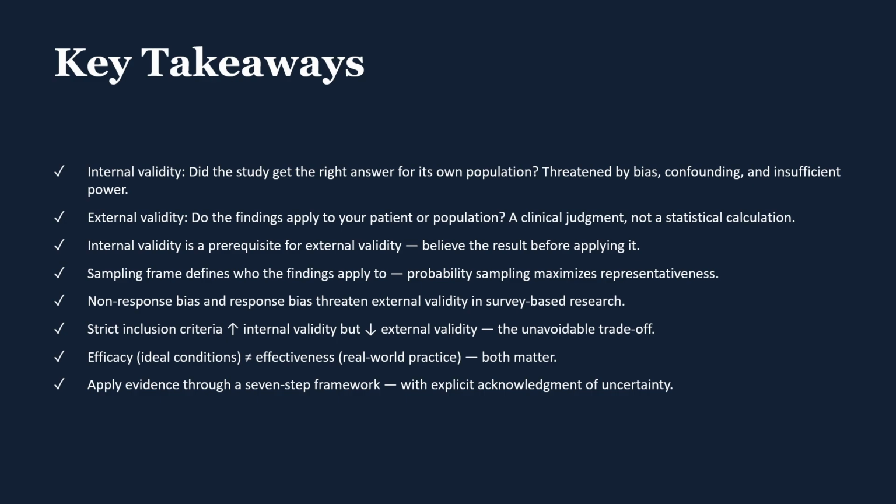Sampling frame and sampling method determine representativeness. Probability sampling maximizes it. Non-response and response bias are specific threats in survey research. The internal-external validity trade-off is real and unavoidable. Efficacy and effectiveness studies answer different questions and both matter, and applying evidence to individual patients is a structured, seven-step process that ends with explicit acknowledgement of uncertainty when extrapolating beyond the study population.